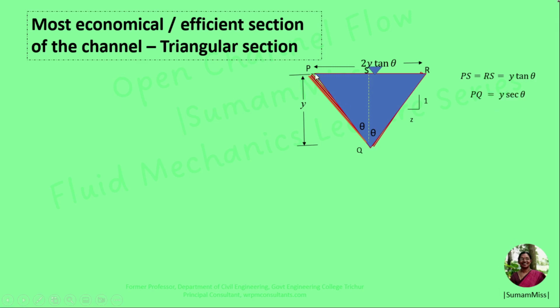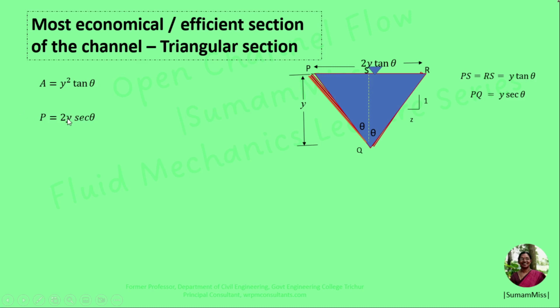So the area of this triangular section is equal to half bh, that is half into 2y tan theta into y. So the area of this triangular section is equal to y square tan theta. Wetted perimeter p is equal to pq plus qr, that is equal to 2y sec theta. Since the channel cross section depends upon the value of theta, for getting the condition of the most economical or efficient section, we have to differentiate this wetted perimeter with respect to theta for getting the minimum wetted perimeter.